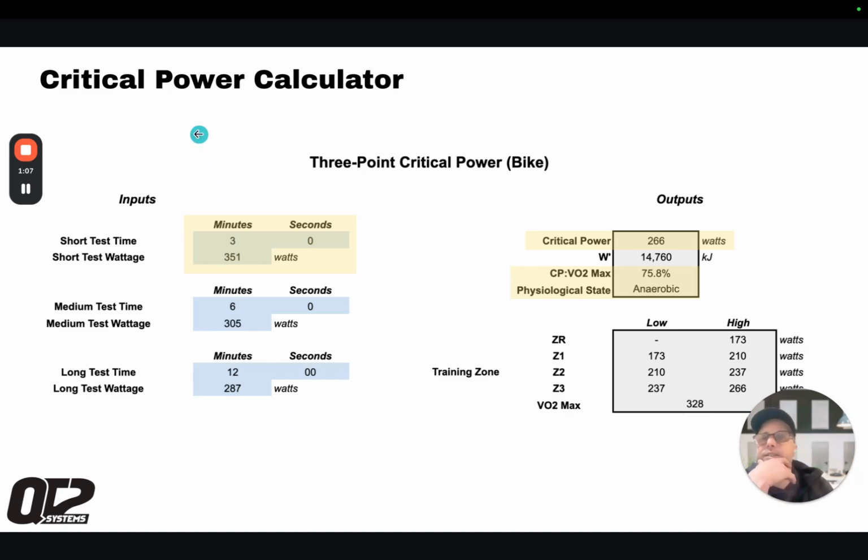So, if we look at a typical critical power calculator, okay, our QT2 critical power calculator outputs based upon some testing, some short, medium, and long testing, 3 minute, 6 minute, 12 minute in this case. It outputs a physiological state as the athlete being anaerobic, and it looks at the athlete's critical power to VO2 max ratio. Okay, and it gives an output for that. And how does it arrive at that? It calculates the athlete's critical power, and then it compares it to the 3 minute average, which we are using as a proxy for their power at VO2 max.